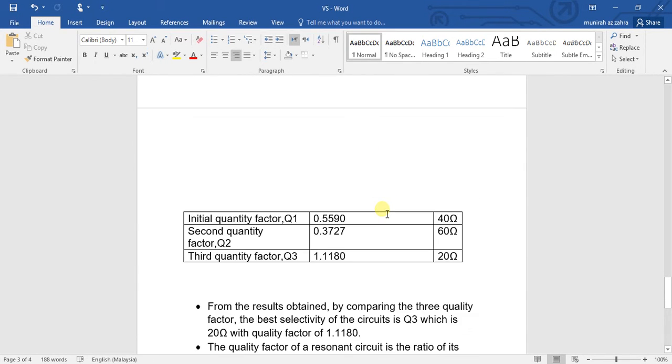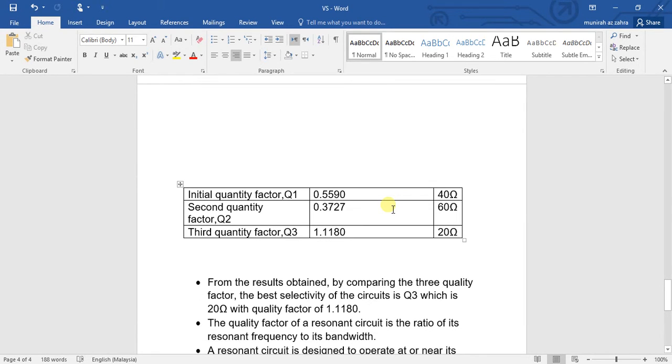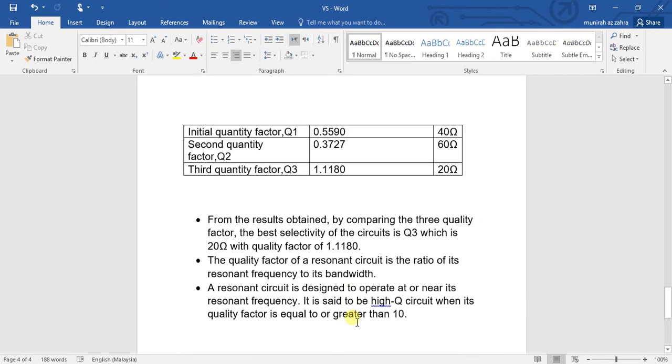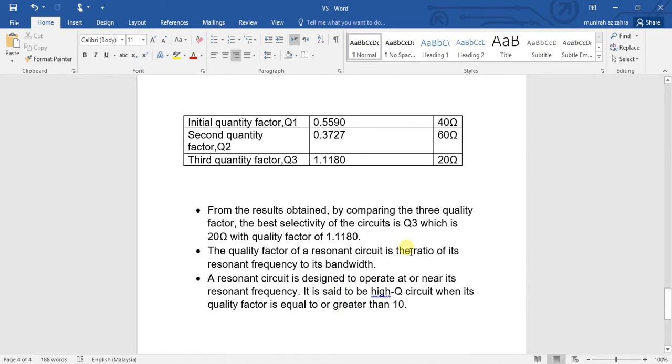We have a table here to compare the three quality factors. The first quality factor Q1 is 0.5590, the second is 0.3727, and the third is 1.1180. From this we can conclude that the best selectivity of the circuit is Q3, which is 20 ohm with a quality factor of 1.1180.